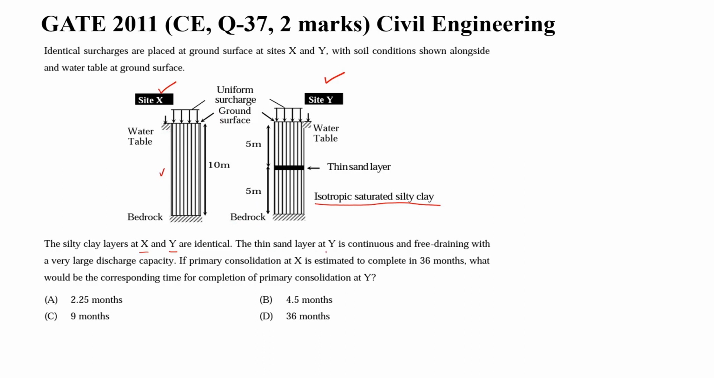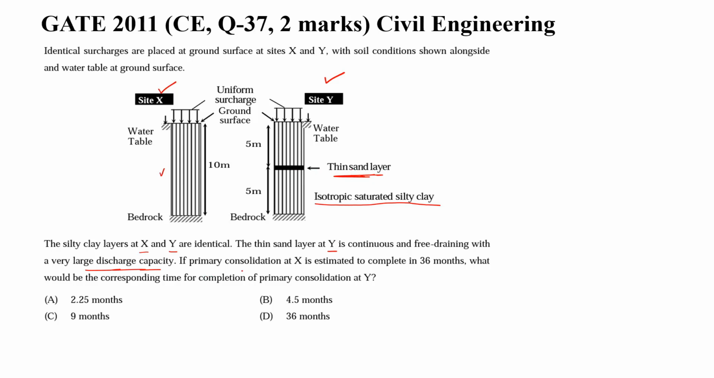The thin sand layer is at Y. Other than this thin sand layer at site Y, all remaining things are the same at X and Y. The sand layer is free draining with very large discharge capacity, which means it can discharge the water. Water can enter into this sand layer.